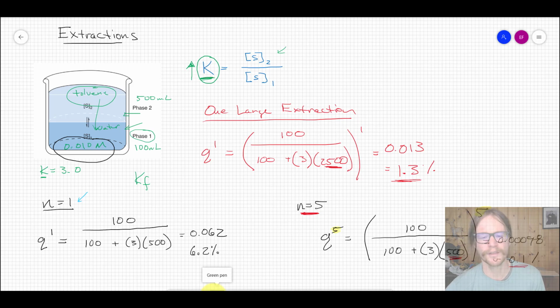Now you're thinking about them in terms of how to leverage equilibria that are really favorable between two phases to extract more, quantitatively or analytically more, of a particular solute into another phase for subsequent analysis.